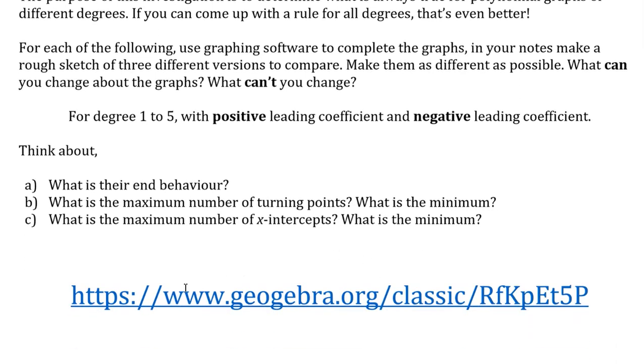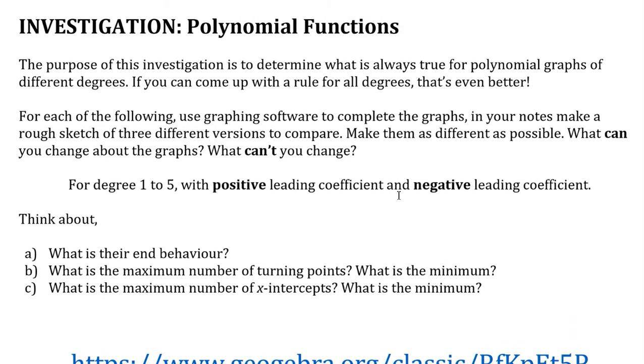And you're going to go to this link, okay? And I'm going to show you what that means in a minute. And here's what you're going to do. So you're going to use a graphing software to complete the purpose of the... Okay, so here's what you need to do.